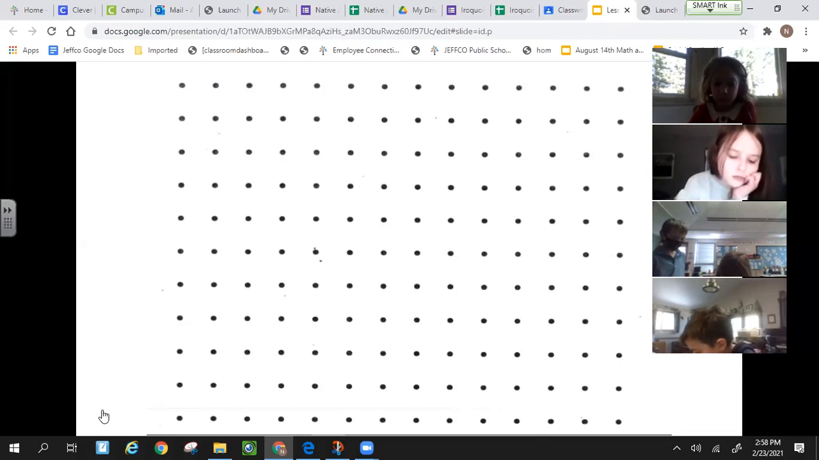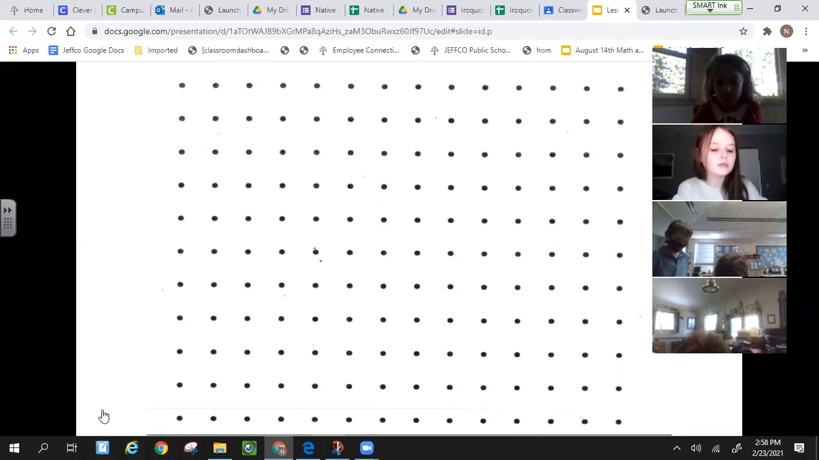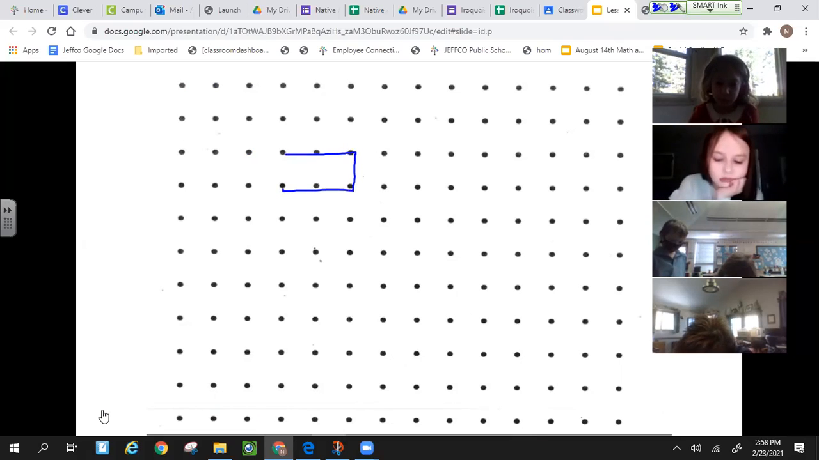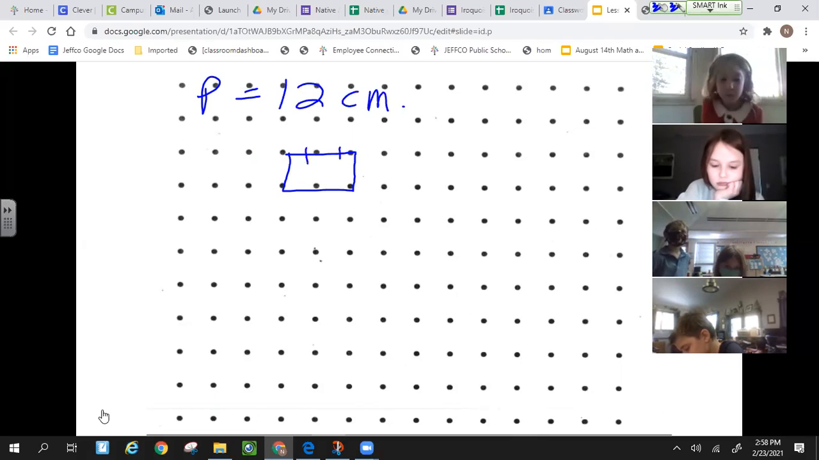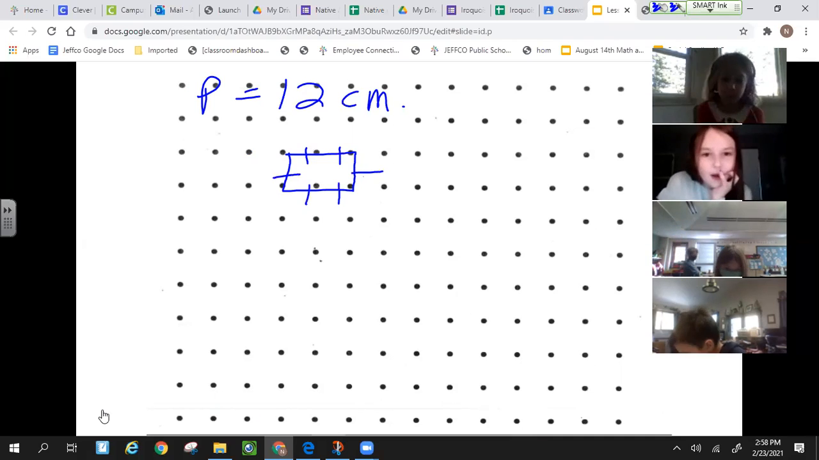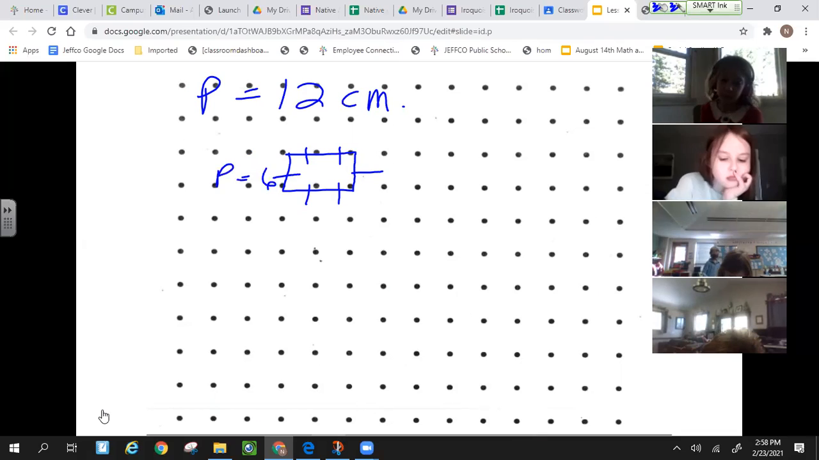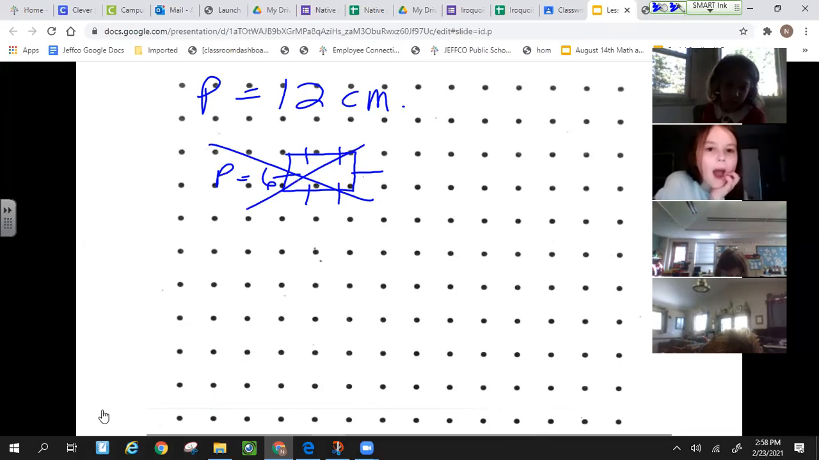The perimeter is the distance around. So I'll help you guys. Let's do it together. Get your board. So I could draw a rectangle just like this. And then I could say, does it have a perimeter that equals 12 centimeters? Let's count. 1, 2, 3, 4, 5, 6. The perimeter equals 6. Can I use that one? No, that one's not going to work.